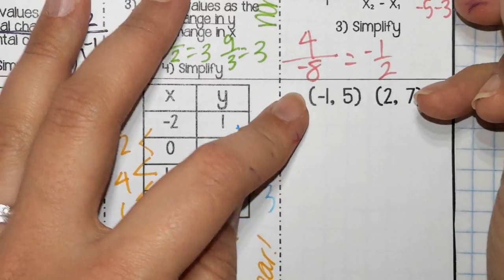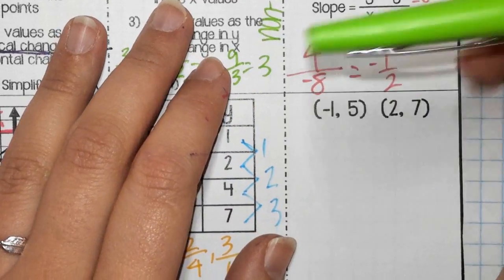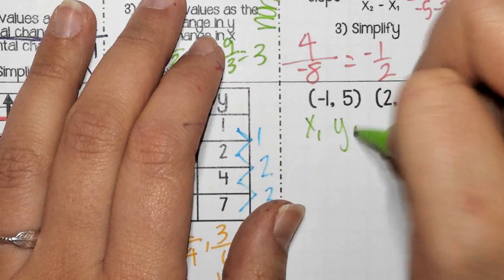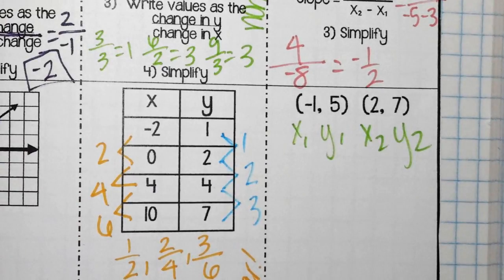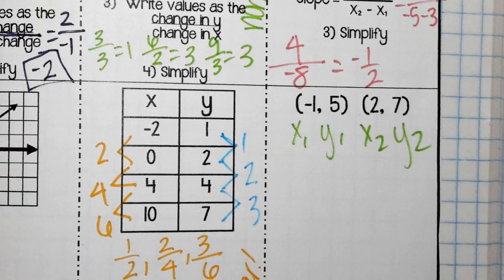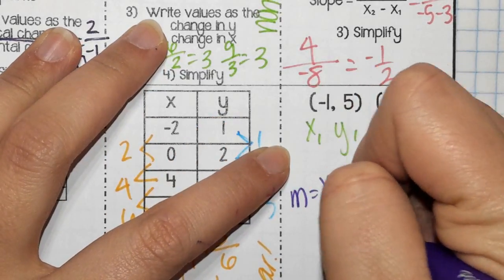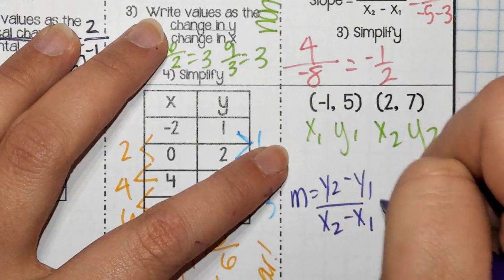The first thing we do, what does it say, step 1? Identify one of the ordered pairs. Alright, so our first one's going to be x1, y1, and then x2, y2. Now, every time after that, I want you to write the formula: m equals y2 minus y1 divided by x2 minus x1.